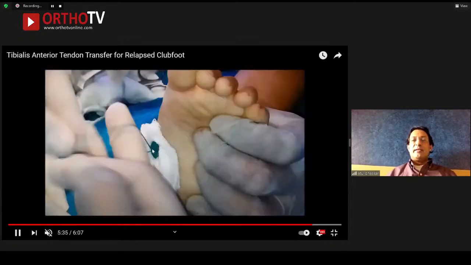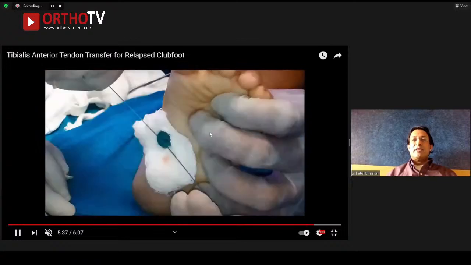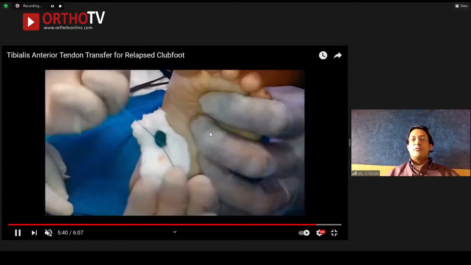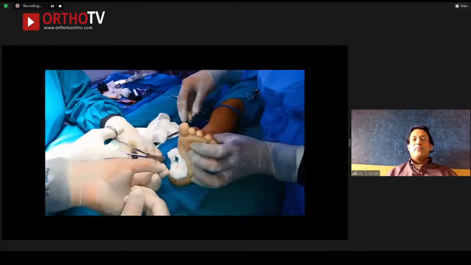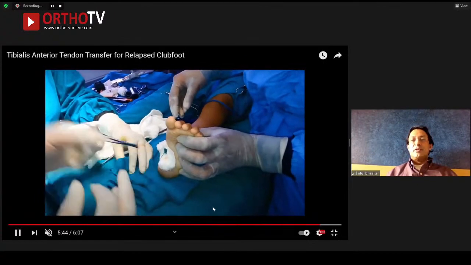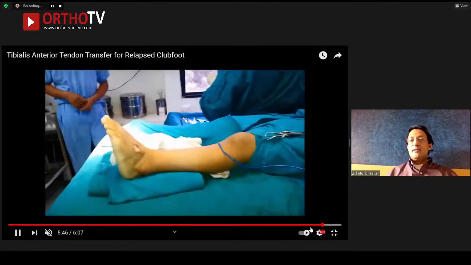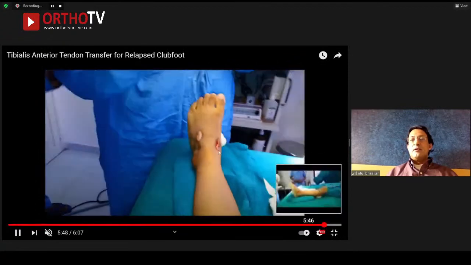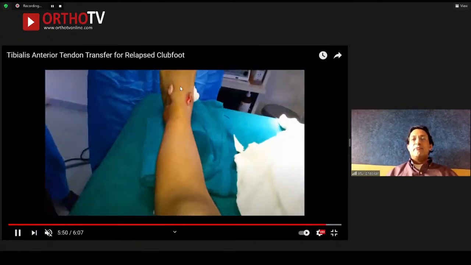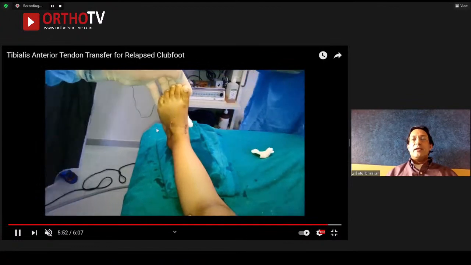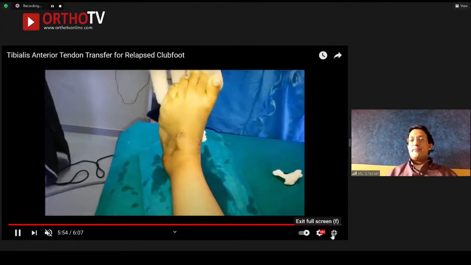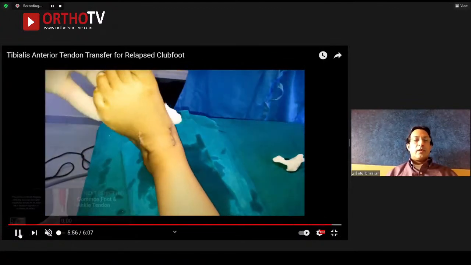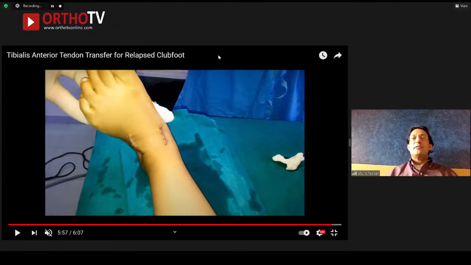Once you confirm they're tight, you can then leave the foot and see the foot position. Typically, the foot will be in neutral and in slight eversion. You can see that. And then you do the usual casting, above knee cast with the foot in slight eversion and about 15-degree dorsiflexion. And I'll just show this. I'll just stop sharing this.